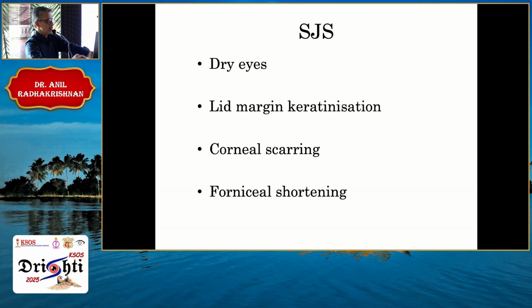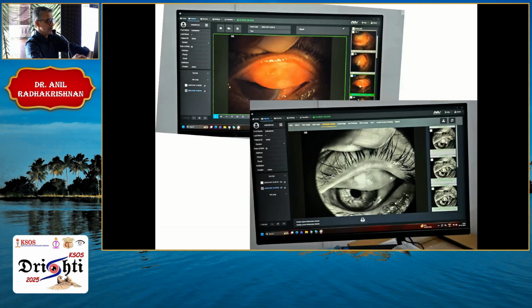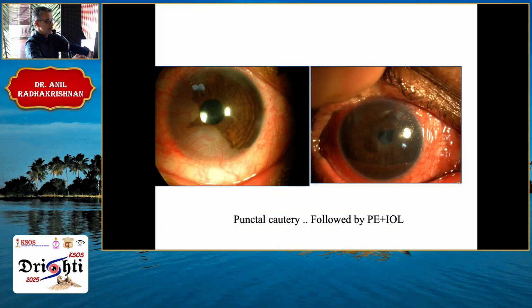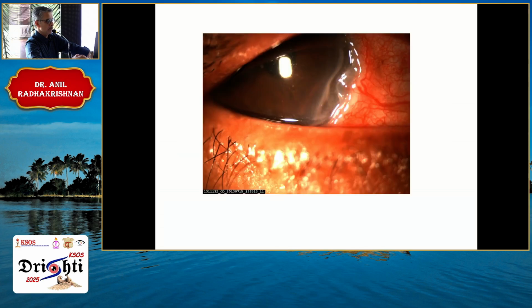In SJS, the situation is different. It causes wipeout of the Meibomian glands and margin keratinization. So it's quite often you see that the Meibomian glands are very low. And in such situations, you have to be very careful. You always can do a punctal cautery, which can be like a plug. It is a permanent plug. This can be followed by a phacoemulsification. In OCP with adherent leucoma also, better to do a phaco.